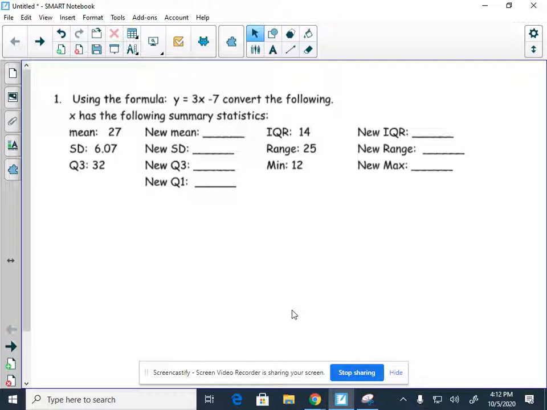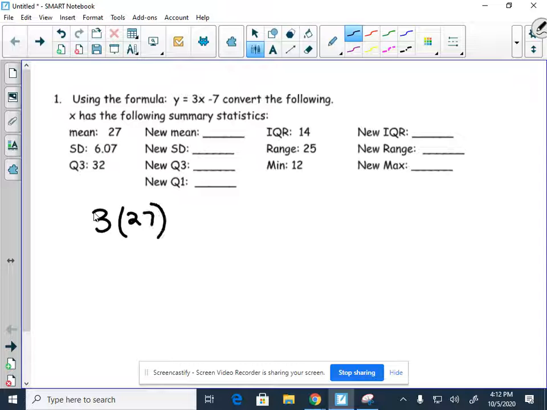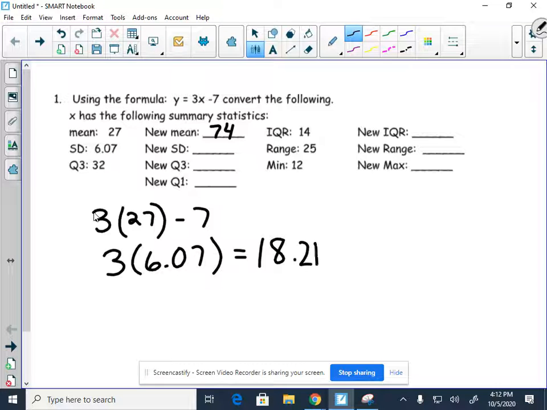So what are these numbers? We're just going to simply put them in. Three times 27, subtract 7. We would get 3 times 27, 81, subtract 7. The new mean would be 74. Okay? The new standard deviation, 3 times 6.07 is 18.21. And then we're going to subtract values from this, but the standard deviation isn't affected by shift.